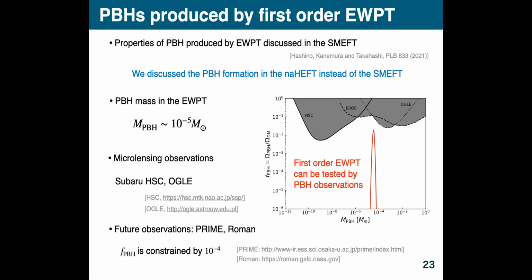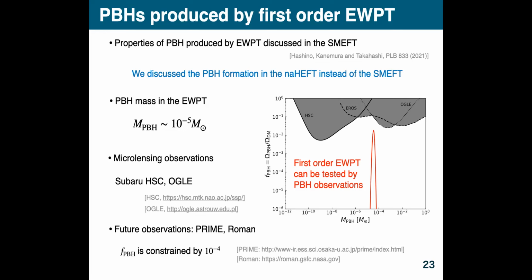And the most important point is that primordial black holes within this mass region are already constrained by microlensing observations, like Subaru Hyper Suprime-Cam and OGLE. So it means that by using this result, we can discuss constraints on new physics. So this is very interesting.